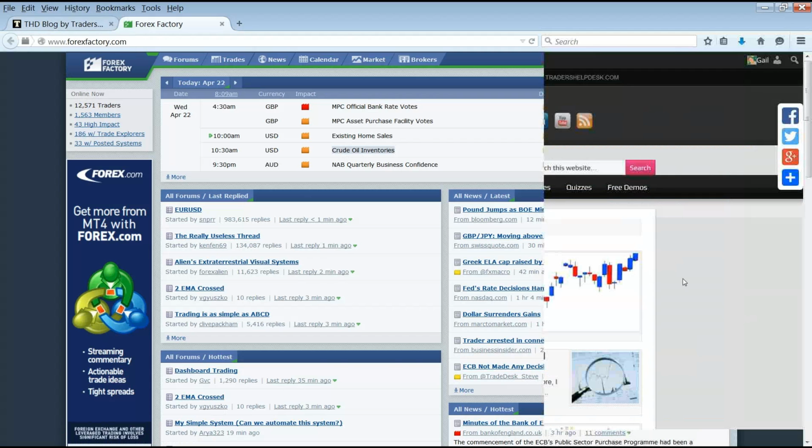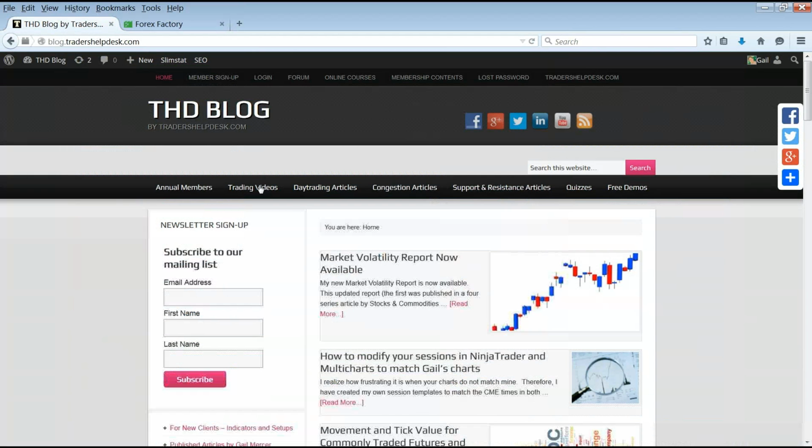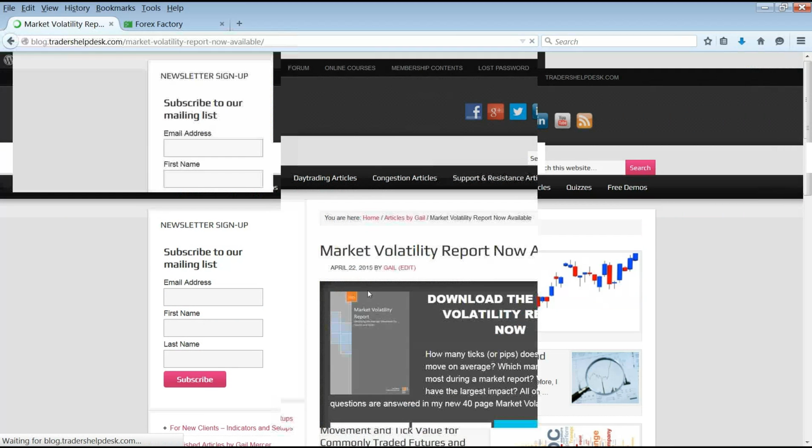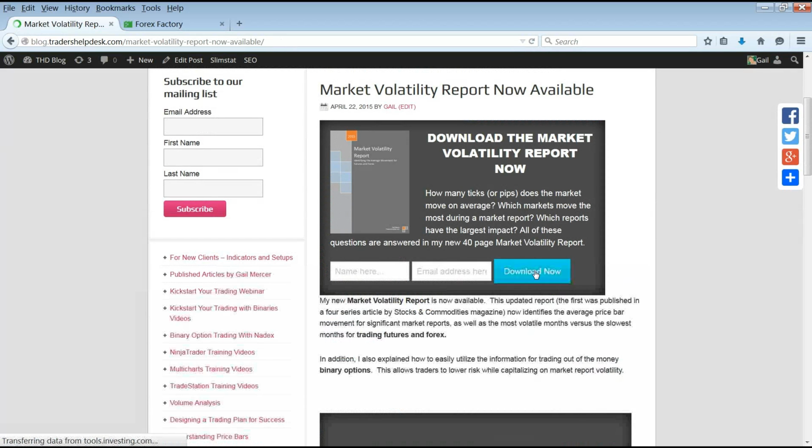To download the market volatility report, go to blog.tradershelpdesk.com and click on Market Volatility Report Now Available. Put in your name and email address and then download now. You'll have to confirm your email address, and when you do, it sends out the market report. It is a 40-page market report.